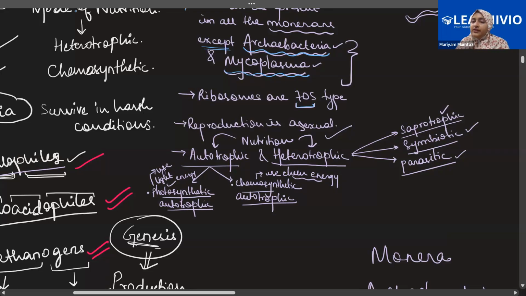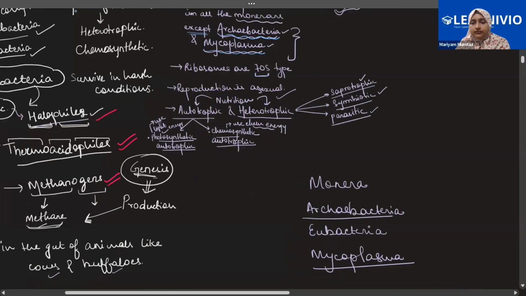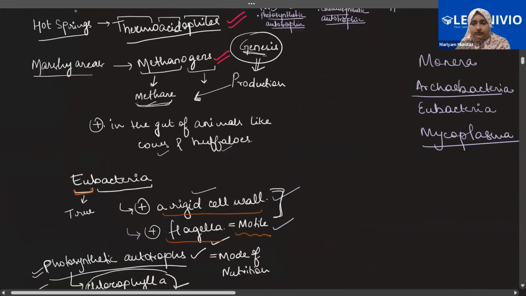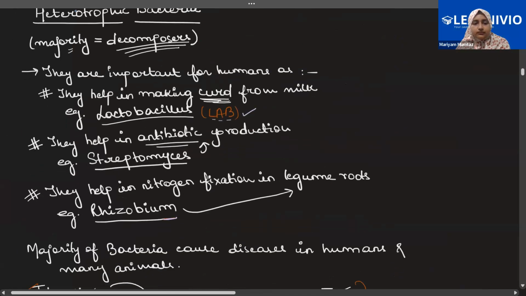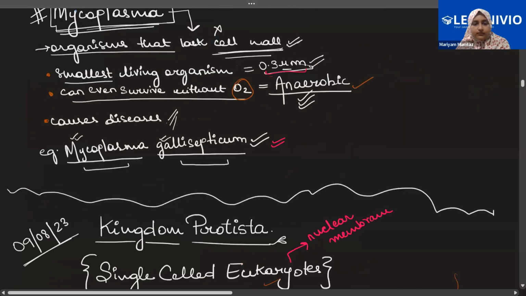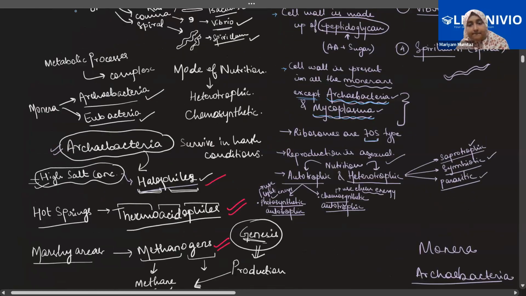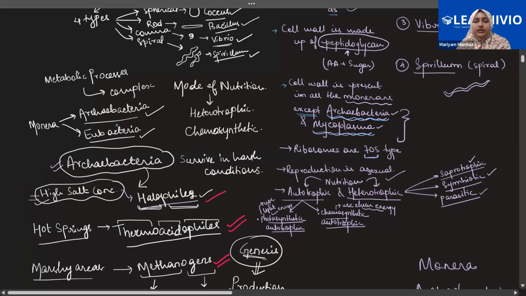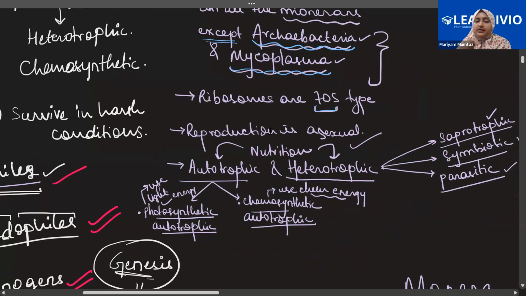You people know the difference between sexual and asexual reproduction? Yes, ma'am. Tell me quickly what is the difference? Ma'am, in asexual, only one parent is involved, but in sexual, two parents are involved. Very good. Correct. Exactly. So asexual reproduction is present.